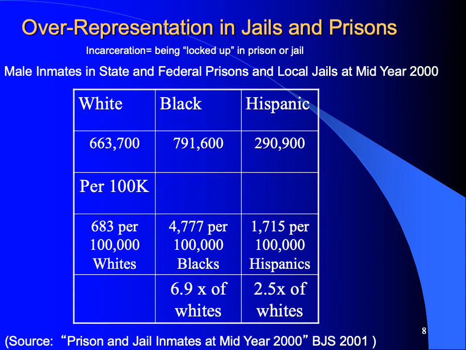Okay, so you can see 683 for whites or haoles, 4,777 for African Americans or blacks, right? So what that means is that blacks or African Americans are incarcerated at a rate that is 7 times that of whites. So these are males, okay? And then Hispanics are incarcerated at a rate that is 2.5 times that of whites, okay?